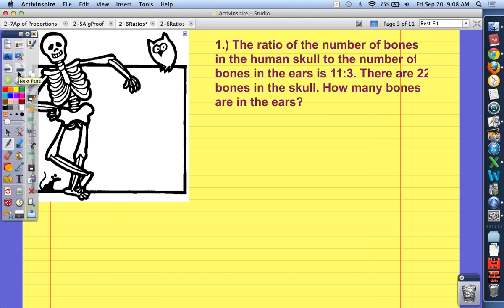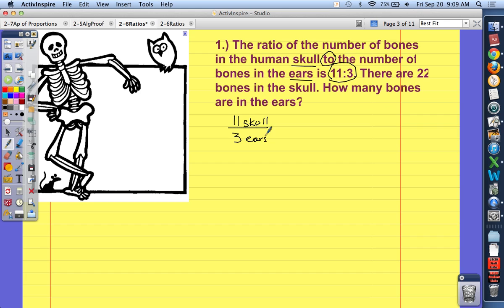The ratio of the number of bones in the human skull to the number of bones in the ear is 11 to 3. So let's circle that. That's important. What is the 11 standing for and what is the 3 standing for? Well, it's skull to ears. So the 11 is going to be the skull, and the 3 is going to be the ears. And there's really the bones in the skull and bones in the ears. There are 22 bones in the skull. How many bones are in the ears?